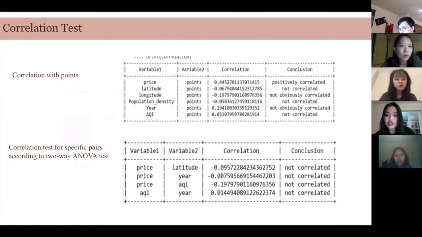Moreover, the correlation test table with the points helps to determine the factors that would affect the points. The correlation test for specific pairs here shows that each factor seems to be independent from the others. Regarding the relationship between the pairs, price shows a strong correlation with points.